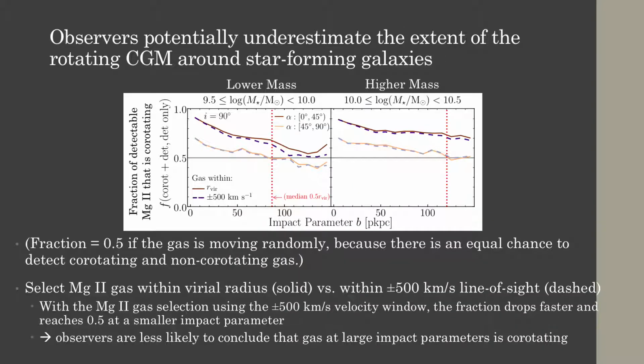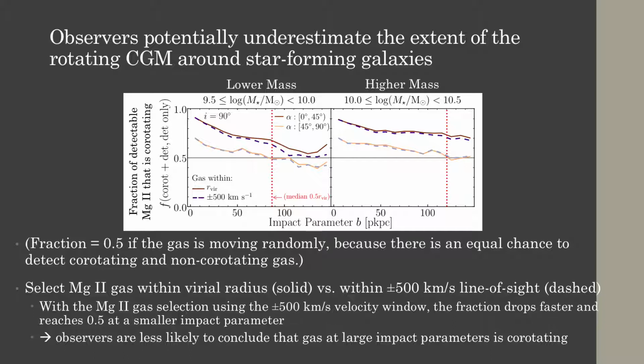Then let's look at the 1D profile. The horizontal axis shows the impact parameter, and the vertical axis shows the fraction of detectable magnesium-2 that is corotating. So if the gas is moving randomly, then we expect this fraction to be 0.5, because there would be an equal chance for us to detect rotating and non-rotating gas. Again, different columns show results from different stellar mass bins.